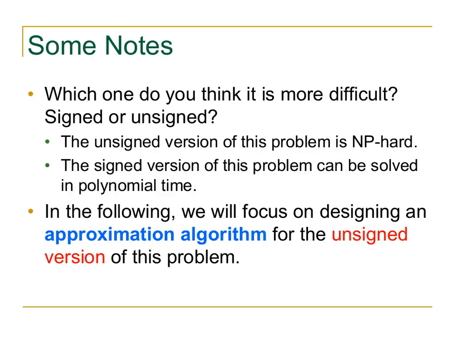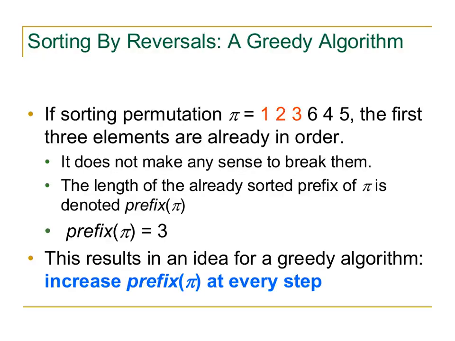Because the unsigned case is the truly challenging one, we'll devote the next sections to developing an approximation algorithm for it. Building on that idea, let's look at the permutation pi equals 1, 2, 3, 6, 4, 5. Notice that the first three elements are already in the correct order, so there's no reason to break them.